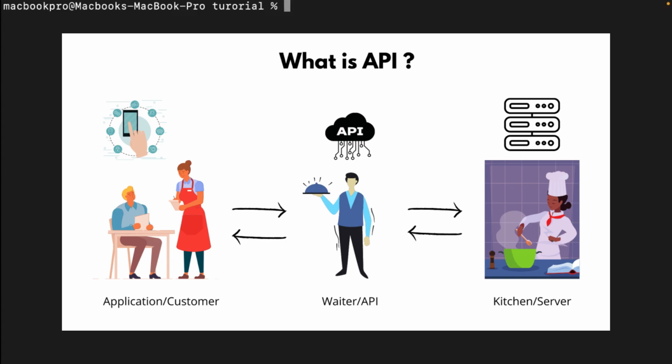So in this scenario, we can look at the waiter as the API and the kitchen as the database. To explain this more, when a client makes a request to an API, the API takes in the request, and based on what the request is, the API goes to the database, retrieves some data, and returns a response back to the client.